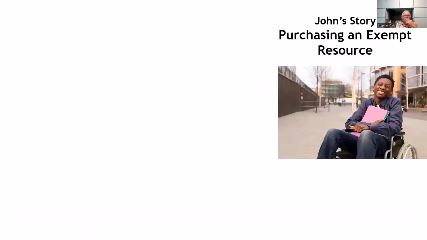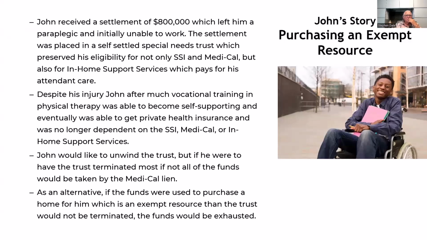Okay, so once again, an example that maybe we can look at. John's receiving a settlement of $800,000, which left him paraplegic and initially unable to work. The settlement was placed in a self-settled special needs trust, which preserves his eligibility not only for SSI and Medi-Cal, but also for in-home support services, which pays for attendant care, right?